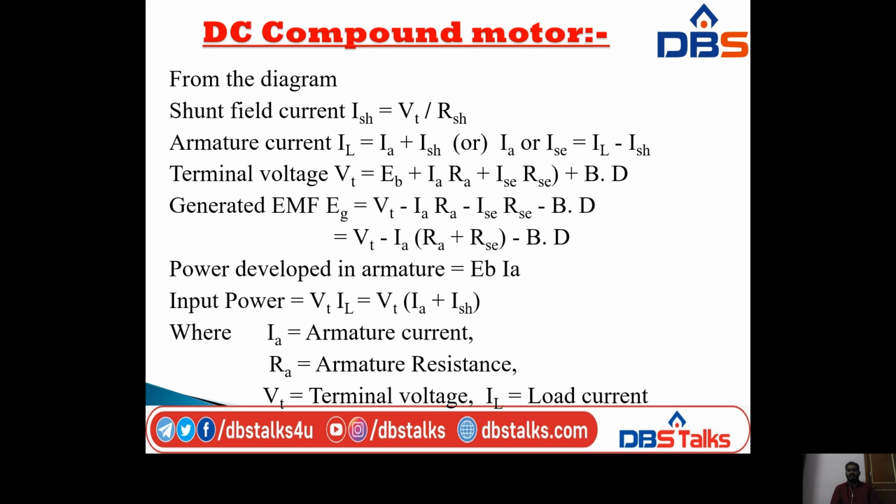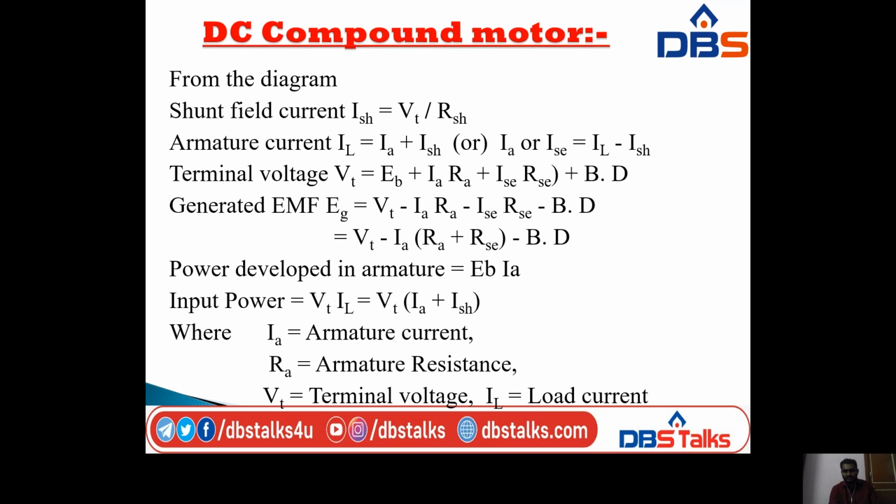Input power is VT into IL, that is VT into IA plus ISH, that is armature current plus shunt field current. Here IA is the armature current, RA is the armature resistance, VT is the terminal voltage and IL is the load current. So this is for the long shunt compound motor.